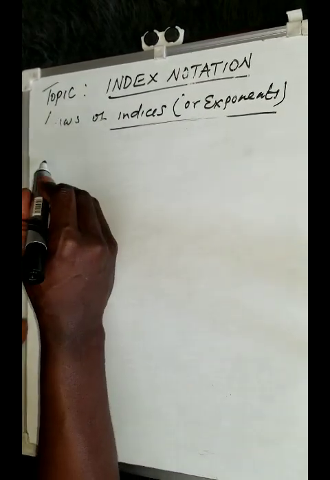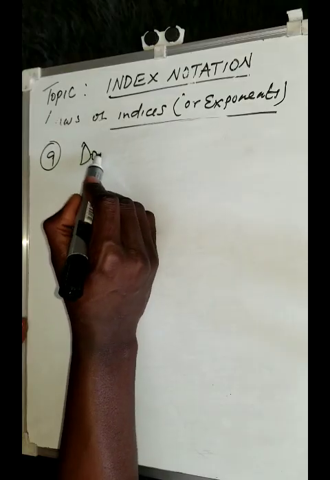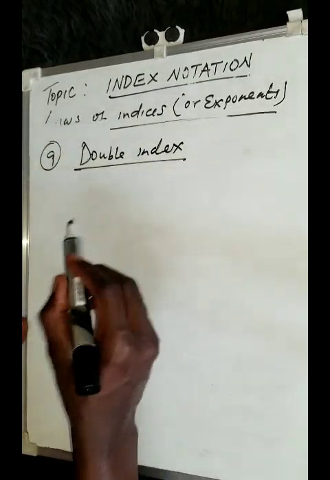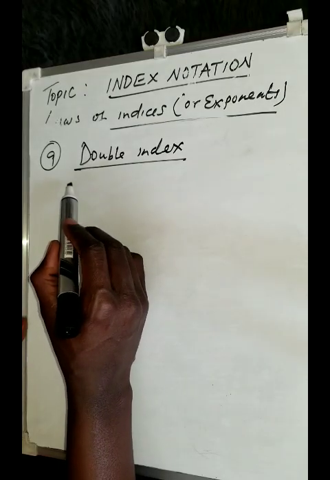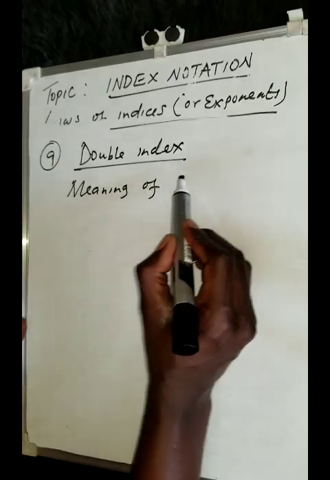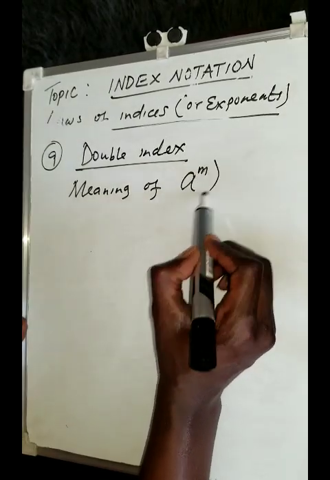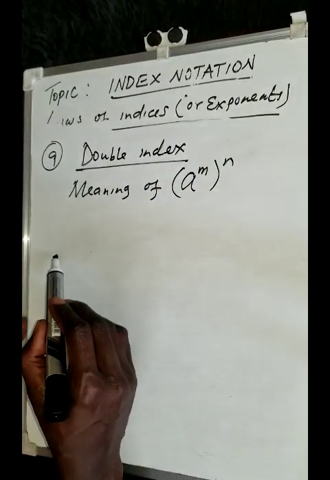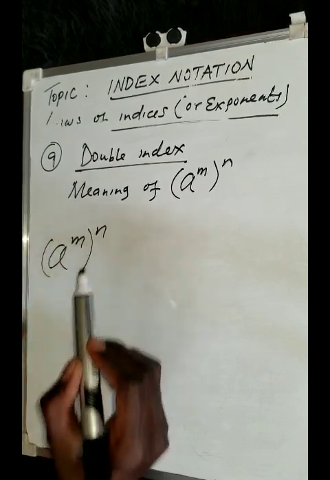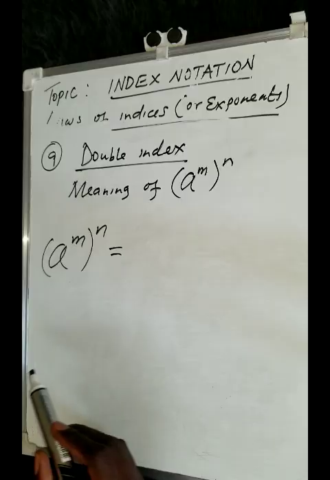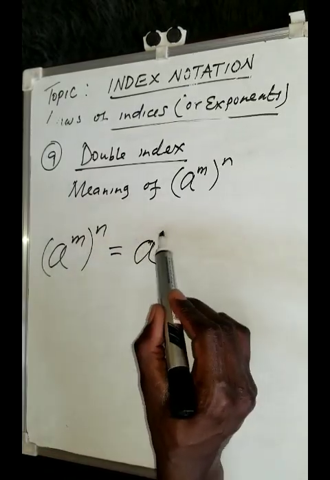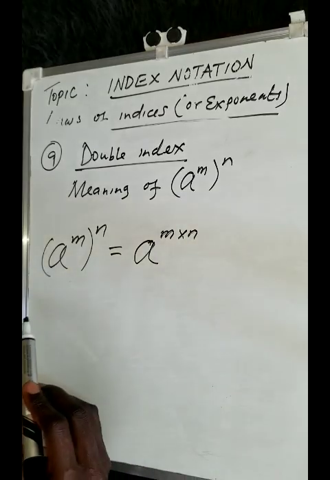It's actually okay. There's what we also call a double index. Where you have a double index, for example, let me say A raised to the power m, again raised to the power n. So suppose you have A raised to the power m, and again this is raised to another index. That's what we call a double index. Well, that simply means you just need to multiply the indices. So it's m times n. That's what it simply means.